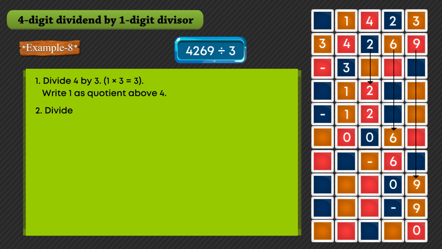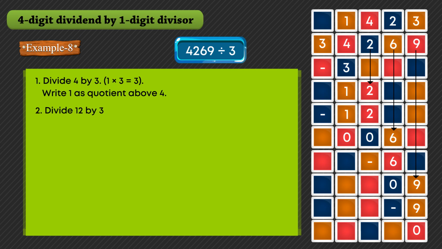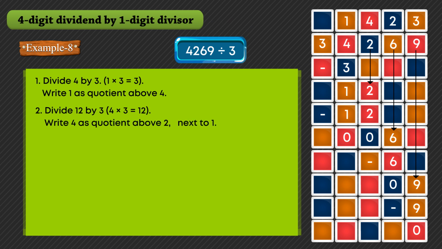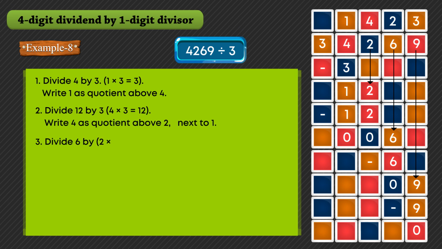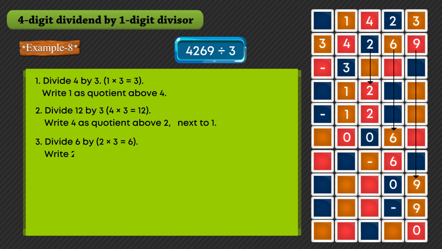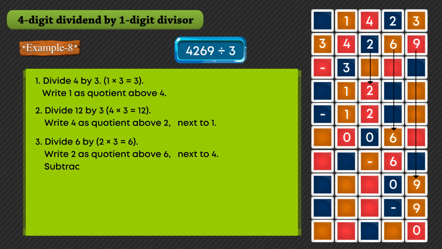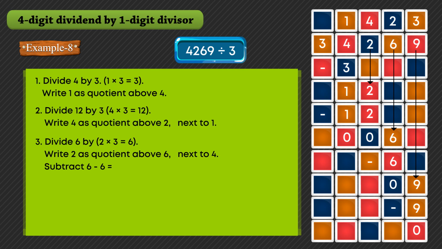2. Divide 12 by 3. 4 into 3 is equal to 12. Write 4 as quotient above 2 next to 1. 3. Divide 6 by 3. 2 into 3 is equal to 6. Write 2 as quotient above 6 next to 4. Subtract 6 minus 6 is equal to 0. Carry down 9.